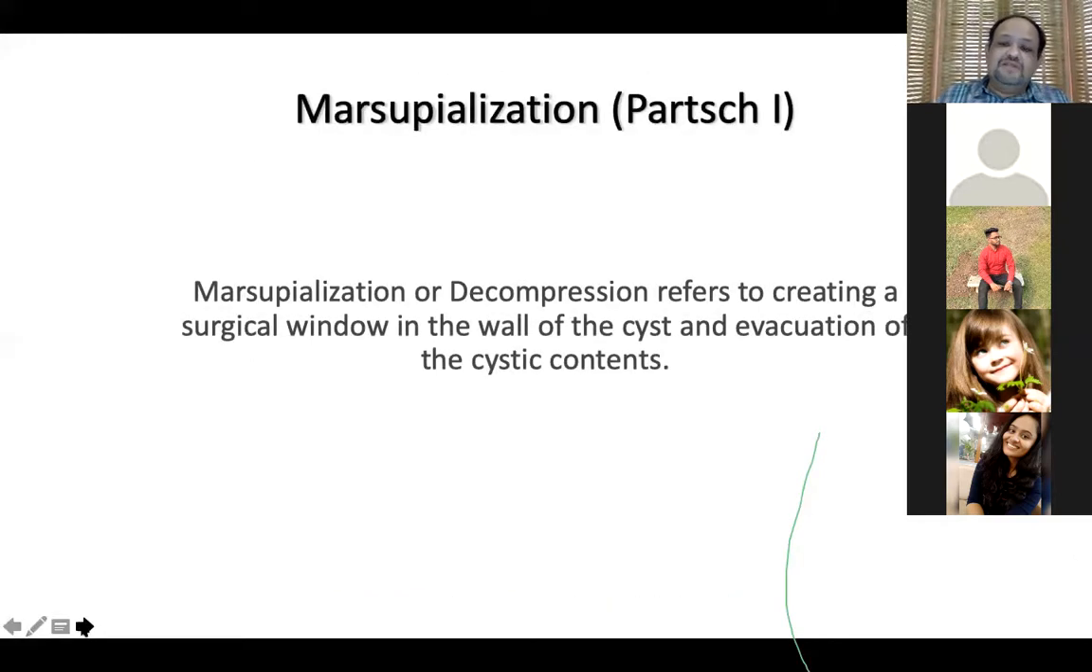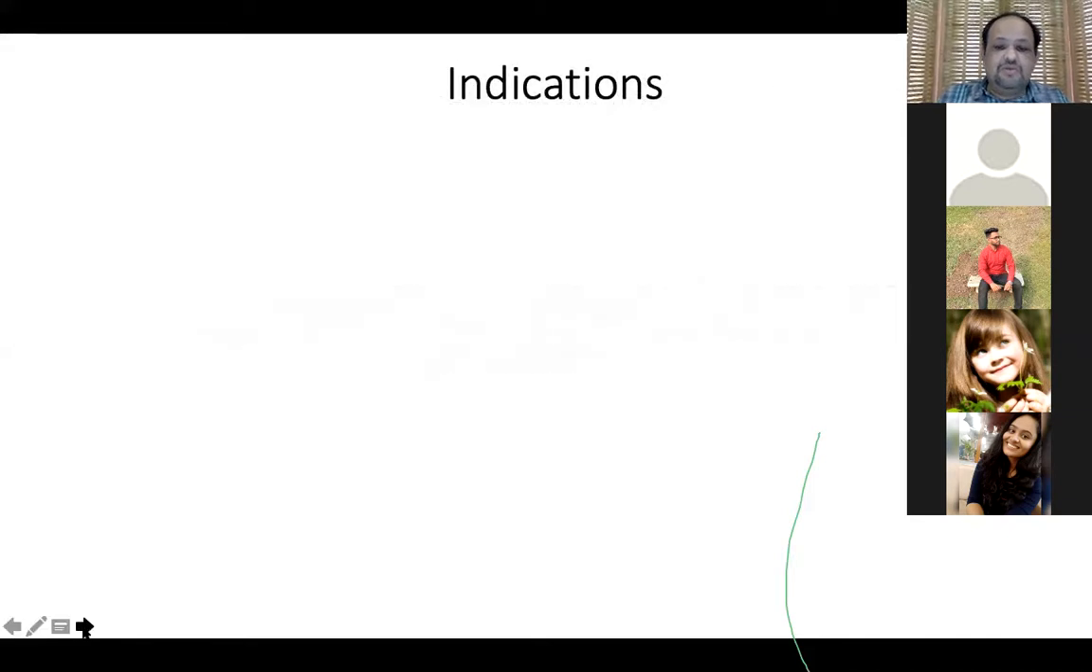So marsupialization is known as the Partsch operation. In a viva, or in a short answer question, you could be asked about Partsch 1. So Partsch 1 is nothing but marsupialization. Marsupialization or decompression refers to creating a surgical window in the wall of the cyst and evacuation of the cystic contents. The surgical part I'll just show you in a moment.